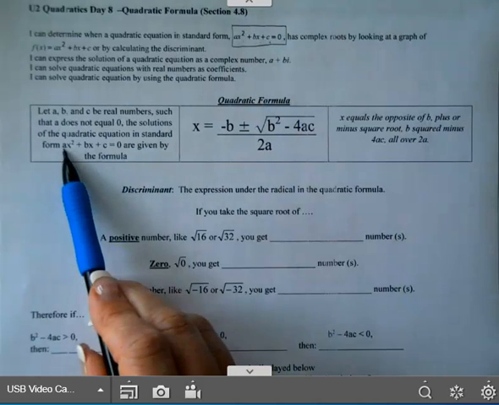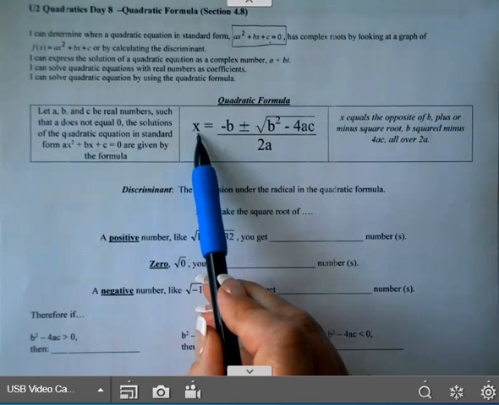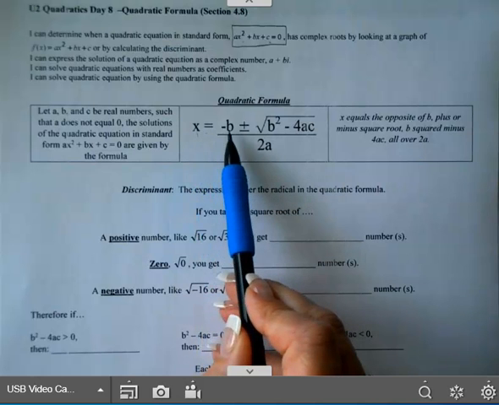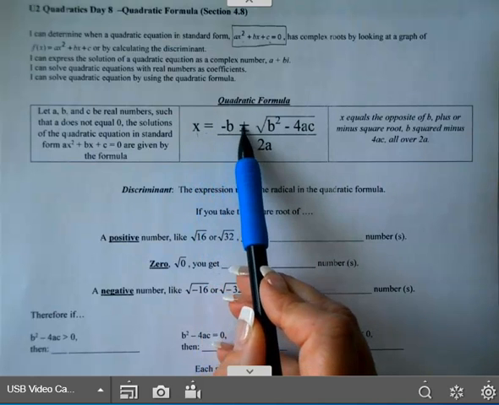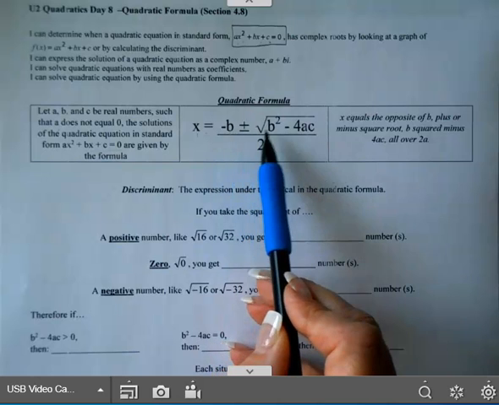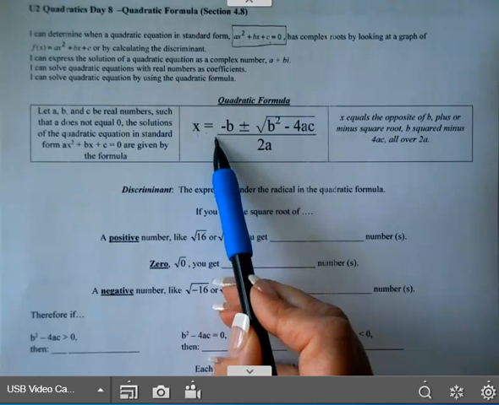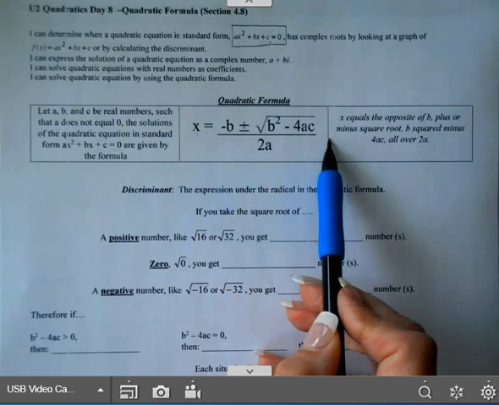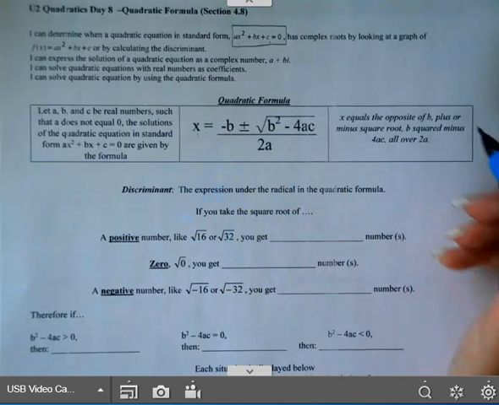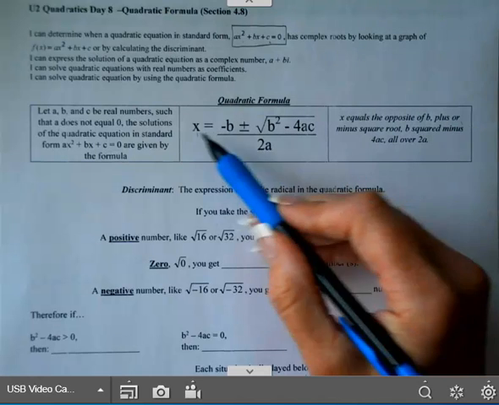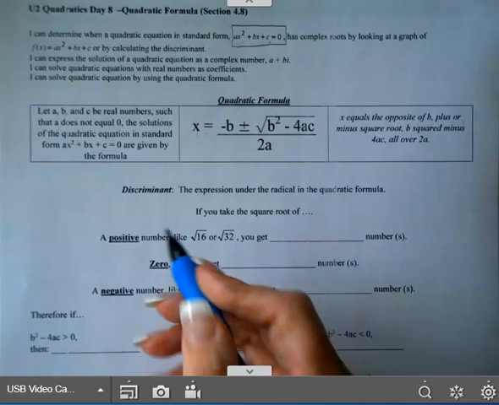So they've given you the formula in here. And the quadratic formula is x equals the opposite of b plus or minus the square root of b squared minus 4ac. That whole numerator is all divided by 2a. And I have the song over here, so you can sing the song as you practice writing this formula.